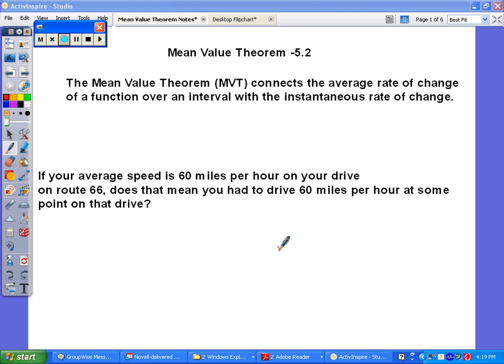So for example, if your average speed is 60 miles per hour on your drive on Route 66, does that mean you had to drive 60 miles per hour at some point on that drive? If you think about what average means, it means at some point we went less than 60 miles per hour on that drive, and at another point we went more than 60 miles per hour. Since when you drive, your speed has to hit every speed between your lowest speed and your highest speed, at some point you would have had to go 60 miles per hour, since technically the function is continuous. And that's what the mean value theorem says.